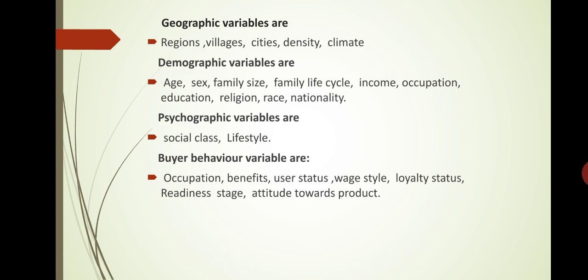According to the lifestyle of the consumers, Philip Kotler divided the market. And buyer behavior variables, fourth one: occupation, benefits, user status, usage rate, loyalty status, readiness stage, attitude towards the products. So by these 4 variables, Philip Kotler segmented the total market into different segments, that is geographic variables, demographic variables, psychographic variables and buyer behavior variables. Next we will move on.